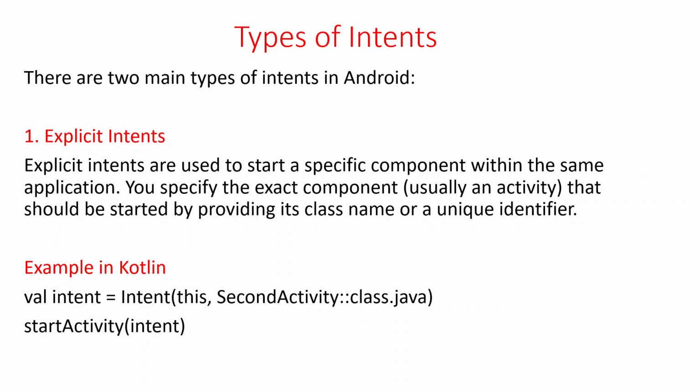Types of intents. There are two main types of intents in Android. First one is explicit intent. Explicit intents are used to start a specific component within the same application. You specify the exact component, usually an activity that should be started, by providing its class name or a unique identifier. Example, here I have started one activity from first activity. Here I have created one instance of intent, val intent is initialized to Intent, this activity and second activity class dot java. Then startActivity, I have passed the object of intent here.